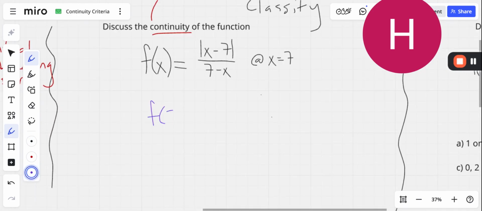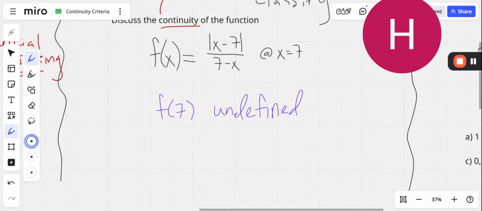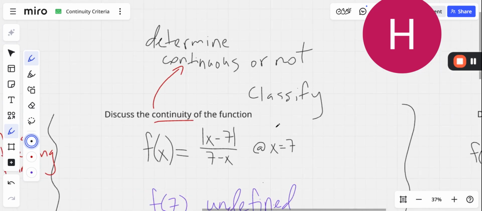This is going to be undefined, because if you plug that in, you get 0 over 0. So we know it's not continuous. But next, a little bit about the discussion. It's not continuous at x equals 7, but we can say more. We can continue to discuss this by classifying the discontinuity as a jump or an infinite discontinuity or something.